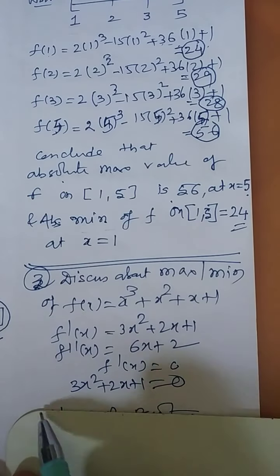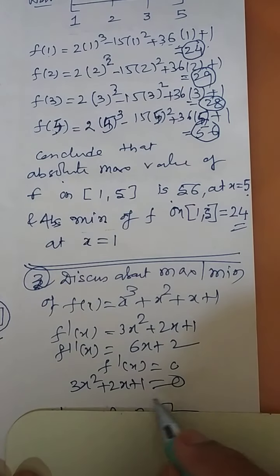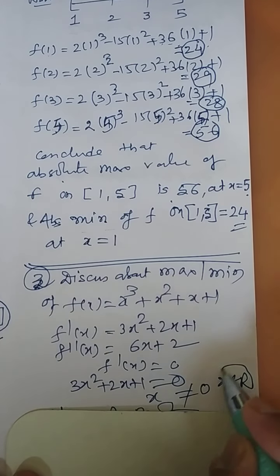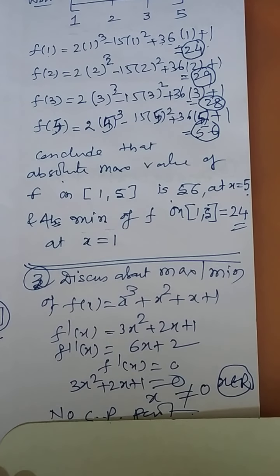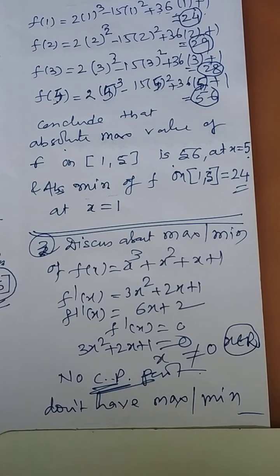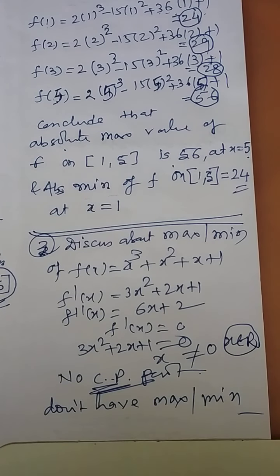If you try to find the critical point of that also, it cannot be 0 for any real number. So no critical point exists. Whenever there is no critical point, the conclusion should be that the function does not have maxima and minima.